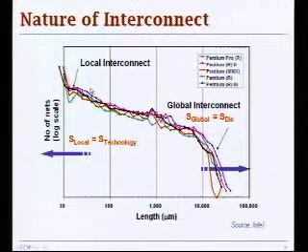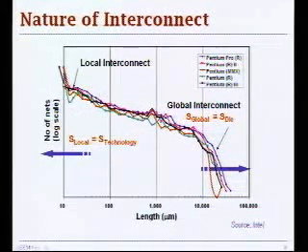So what's shown here is basically a distribution of the number of nets, the number of wires, versus the length of a wire. And this is shown for 5 generations of Intel Pentium processors. So we had Pentium Pro, Pentium 2, 3, original Pentium, and Pentium MMX. So what's really interesting about all of these designs is a couple of things.